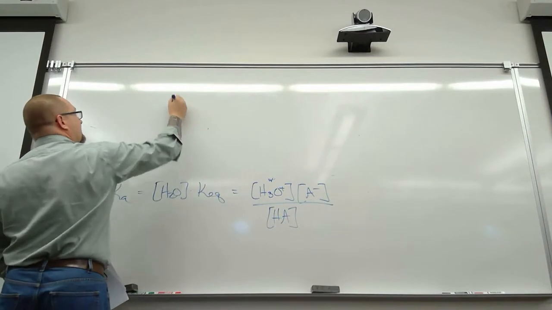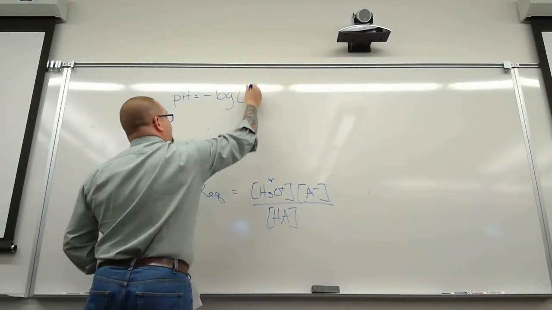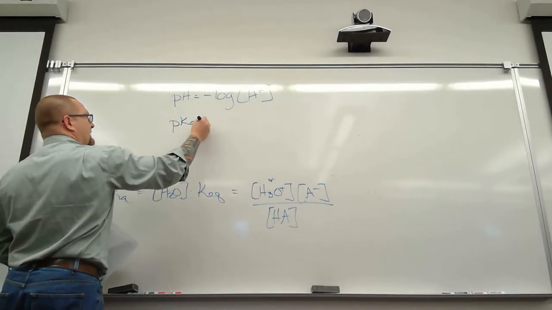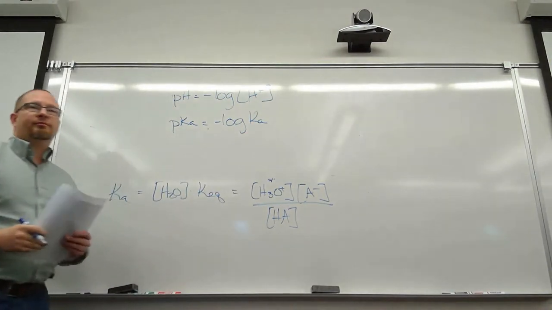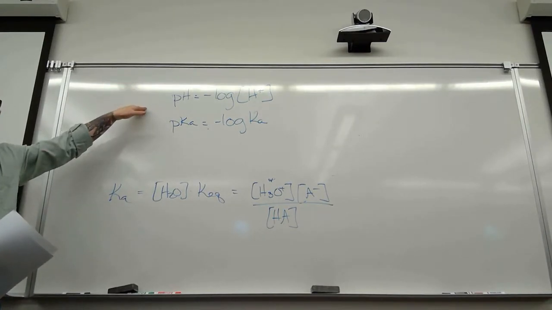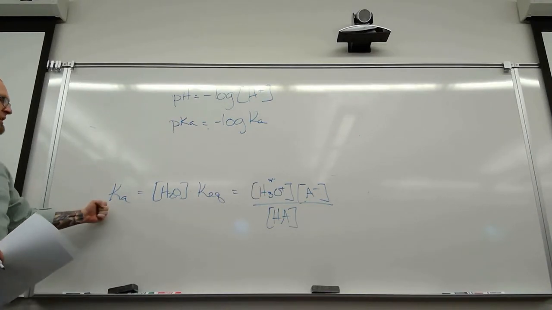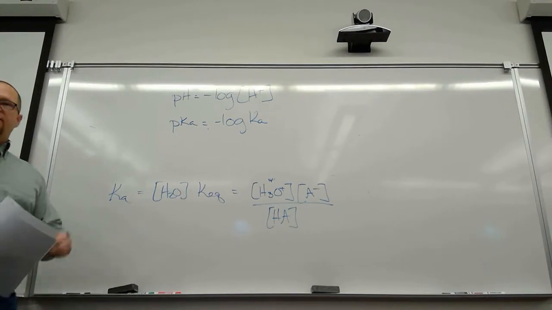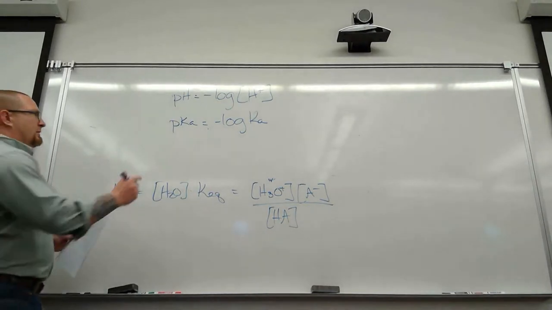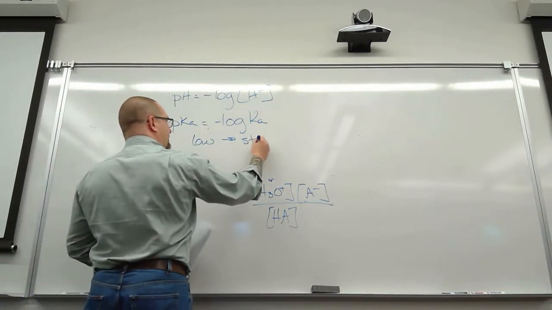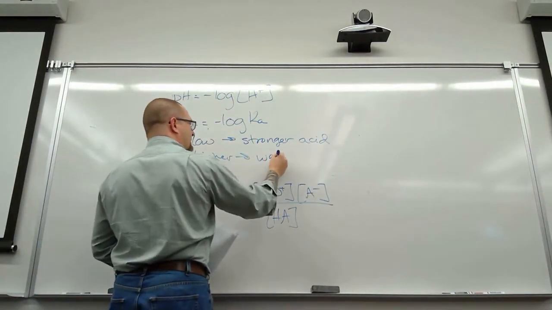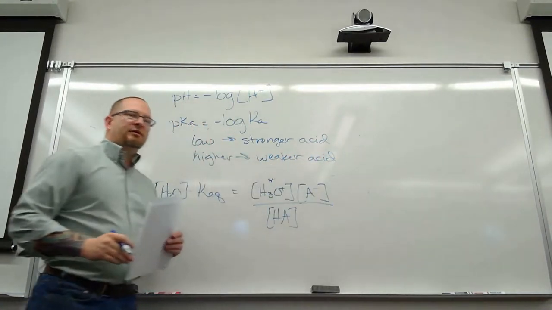And so the pKa, just like pH equals the negative log of the concentration of protons, the pKa is the negative log of Ka. And just like this causes large numbers to become very small, this does the same thing. Whereas with Ka, a large Ka means you have a lot of something that's behaving like an acid, and low means it's not very acidic. A pKa which is low is a stronger acid, and a higher pKa means you have a weaker acid.